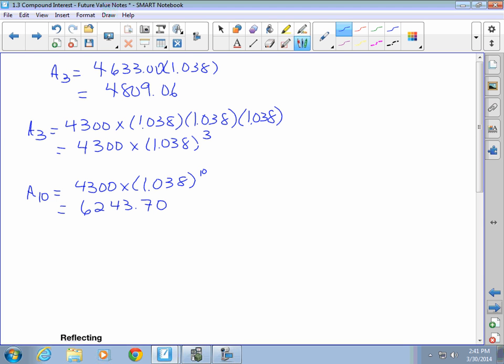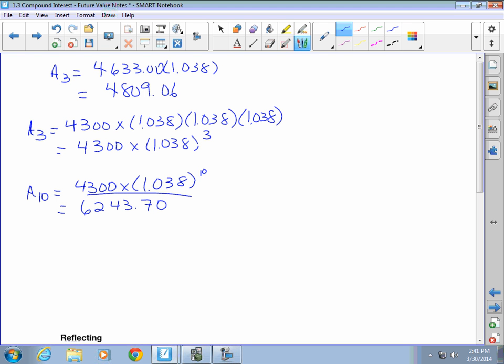So on your calculator, what you could have done is went after A3, 4809.06 to find the 4th year, then you'd multiply by 1.038. Whatever that equaled, you multiply by 1.038 to get what you would have at the end of year 5, and keep going doing for year 6 or year 7. Or this would be the short way of doing that.